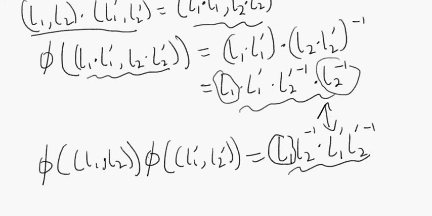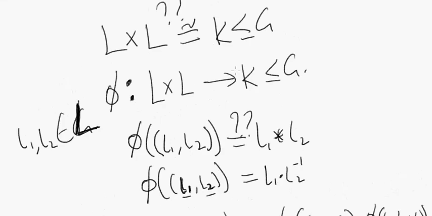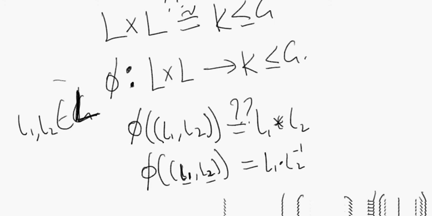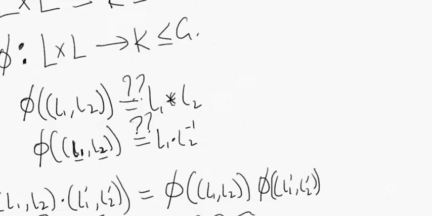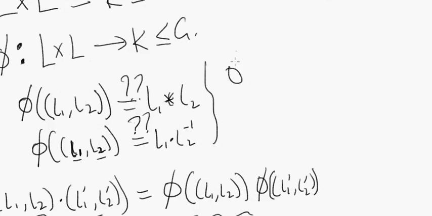So the basic idea is that if this phi from L cross L to K is not even a homomorphism, how can it possibly be an isomorphism? A nice try here, multiplying L1 by L2' and L2 inverse, but that's not helping us either. So the question is, is there some isomorphism we can define from L1, L2 to some subgroup of K, basically? We've tried multiplying stuff out and taking inverses, and that doesn't seem to work.